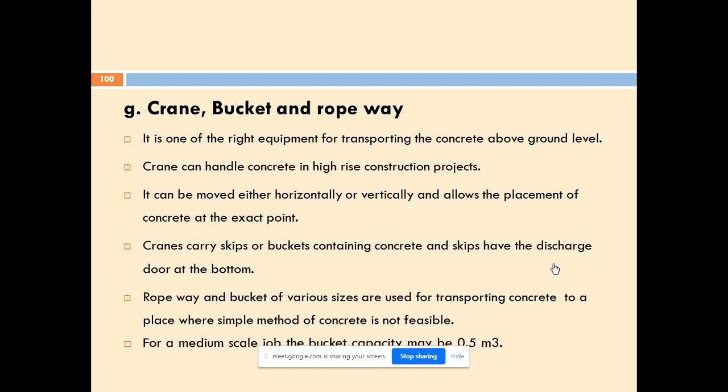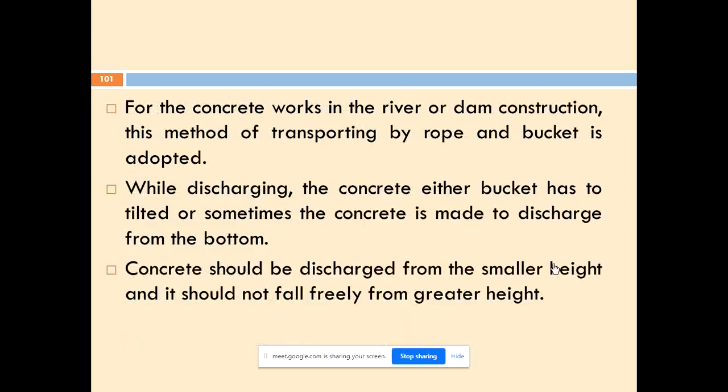Here the mixing will be done at a convenient place or at the abutments, and once the mixing is done, the bucket will be made to come near the mixing plant. Whatever mixing is done is poured inside the bucket, and the bucket will travel horizontally over a pulley to the required place where it has to be transported.